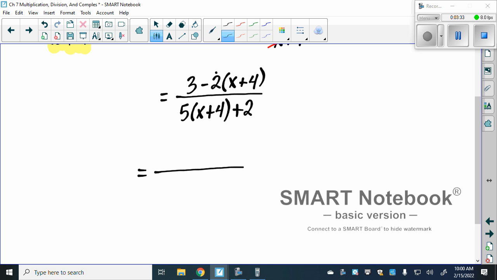So in the numerator, we're going to distribute the negative 2. So 3 minus negative 2 times x would be negative 2x. Negative 2 times positive 4 is going to be negative 8. In the denominator, we're going to distribute the 5. 5 times x would be 5x. 5 times 4 is going to be plus 20 plus 2.